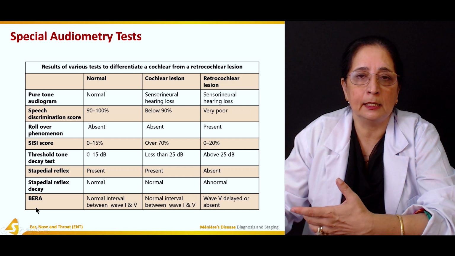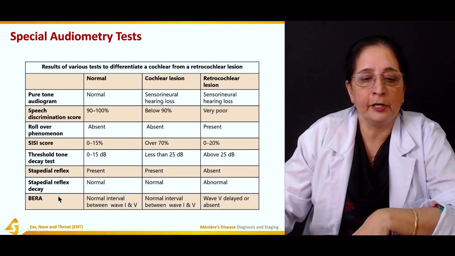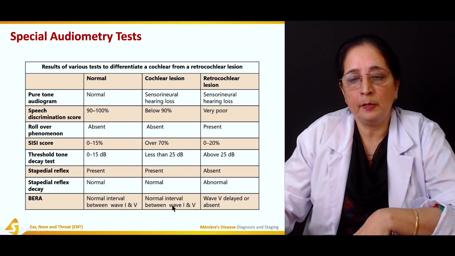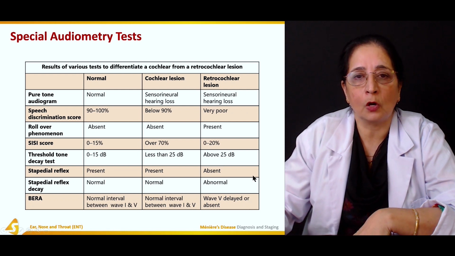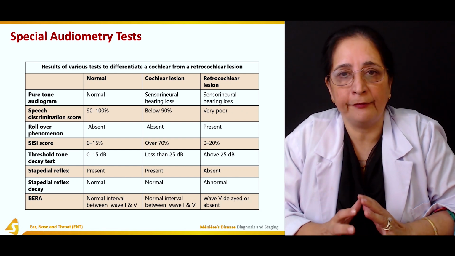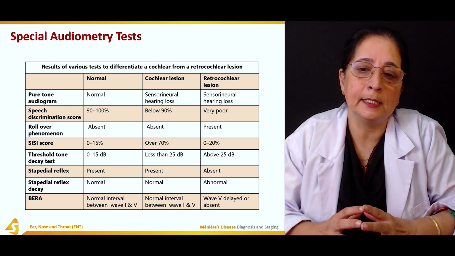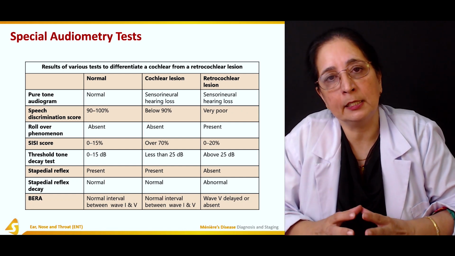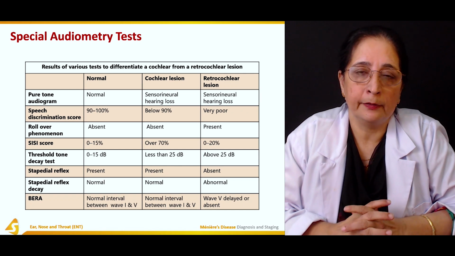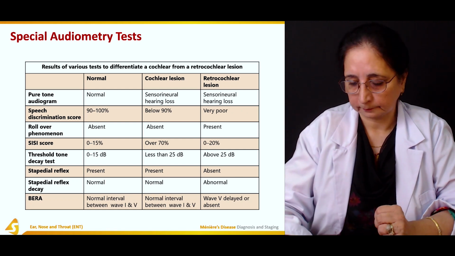BERA is basically brainstem evoked response audiometry, which shows cerebral region activity. The interval between wave 1 and 5 is normal, and in the retrocochlear lesion, wave 5 is delayed or absent. So these are the main differences if the patient is normal, and to find out whether the abnormality or lesion is cochlear or retrocochlear. We can do the different special tests and find out if these differences are present or not.